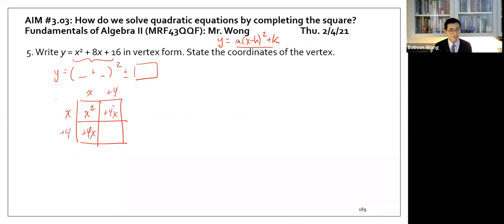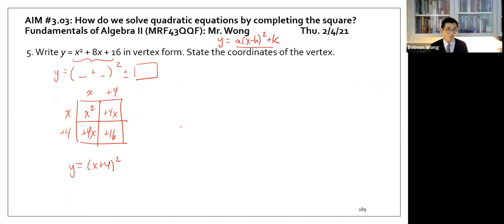And that automatically tells us what this box in the lower right is. 4 times 4 is 16. And so we don't have to worry about anything else outside of the box because this adds up to what we originally started with. So y equals x squared plus 8x plus 16 is y equals the quantity x plus 4 squared.